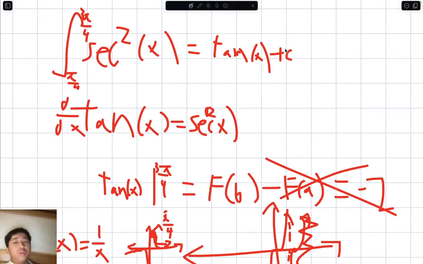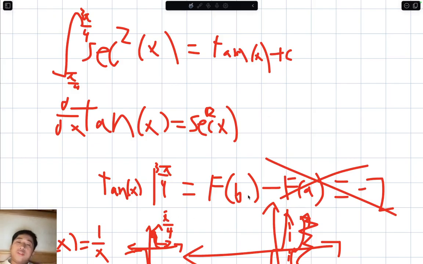Actually, no, you put plus c after you do this step, by the way. After you do F(b) minus F(a), that's when you get plus C. But in between getting from here to here, you have to do this, and you have to write the lower bound on the bottom on this little line. 3 pi over 4 is the B, and pi over 4 is the A.